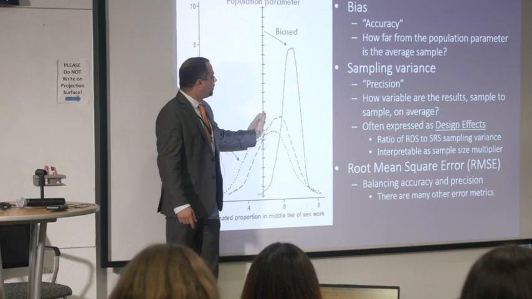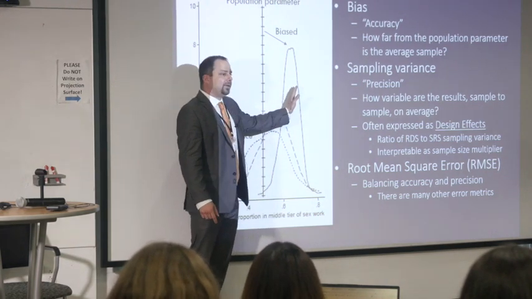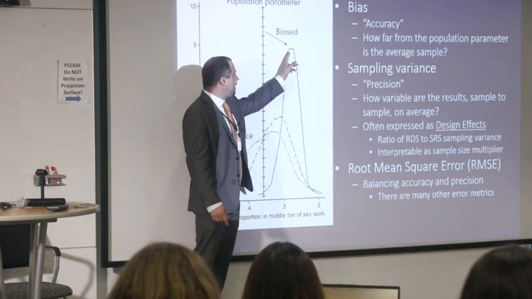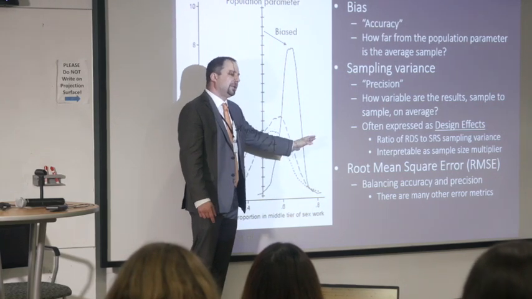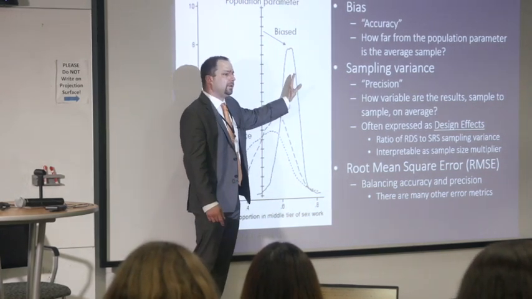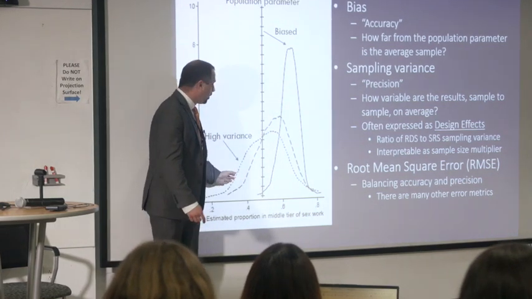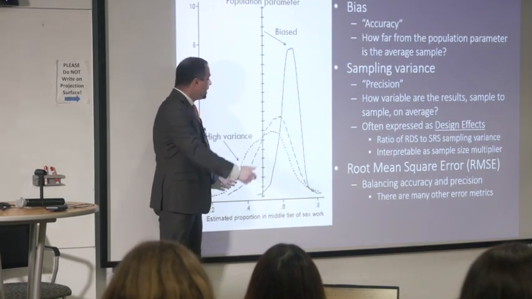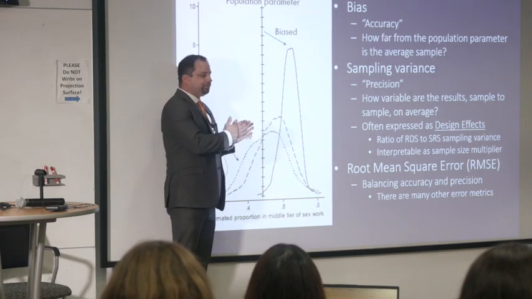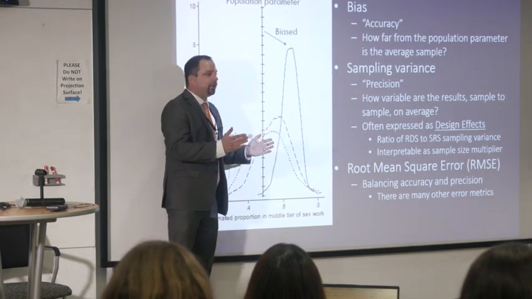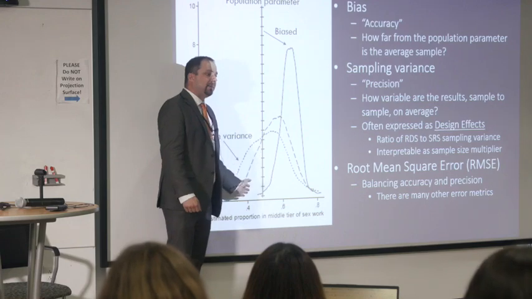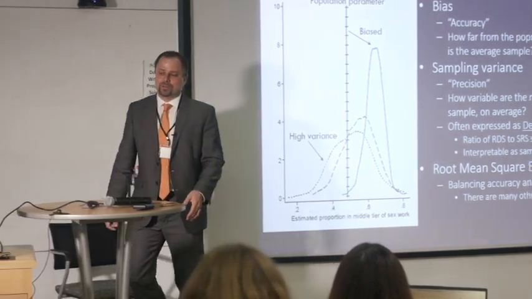So in RDS samples, you can have something that's biased, meaning that if you repeated it 1 trillion times, the average of that distribution of mean estimates would be different from the population mean. But you can also have something that has high variability. So maybe it's unbiased, but each individual sample is more likely to be far from the actual population parameter of interest.